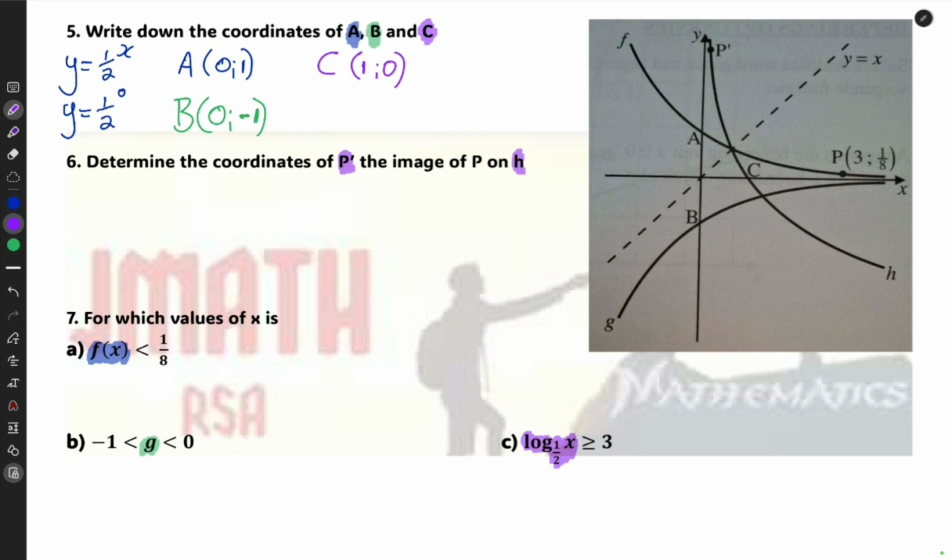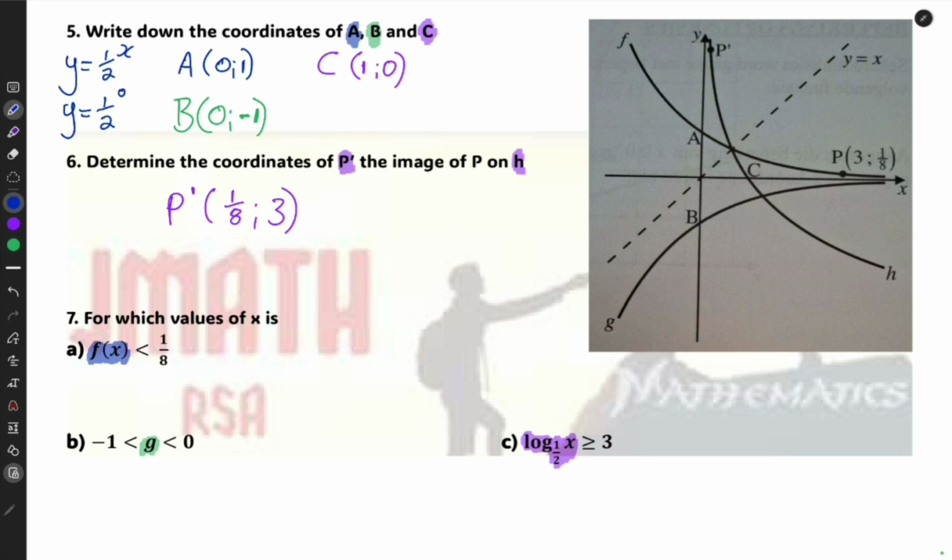Question 6. Determine the image of P, which is the P coordinate inversed. Because it's on the H graph, which is the inverse of the other one, I just swap x and y, and that's how I would get it. That little dot there means the image of P. So the coordinates would just be an eighth and 3. There's no calculations, nothing I need to show. I just need to write it like that, and then they'll know this guy knows to swap x and y. Now we get to the advanced questions with the inequalities and everything.